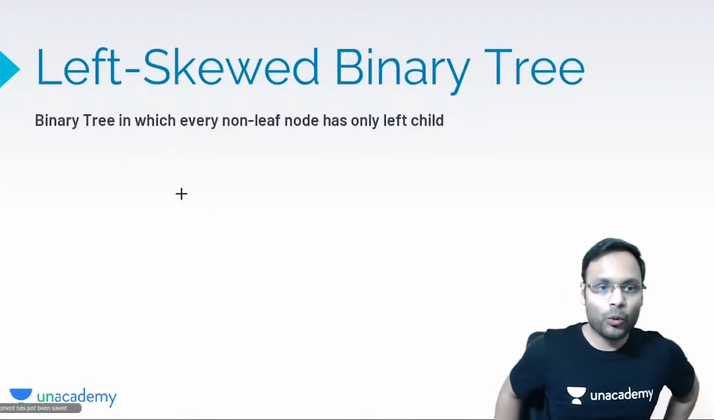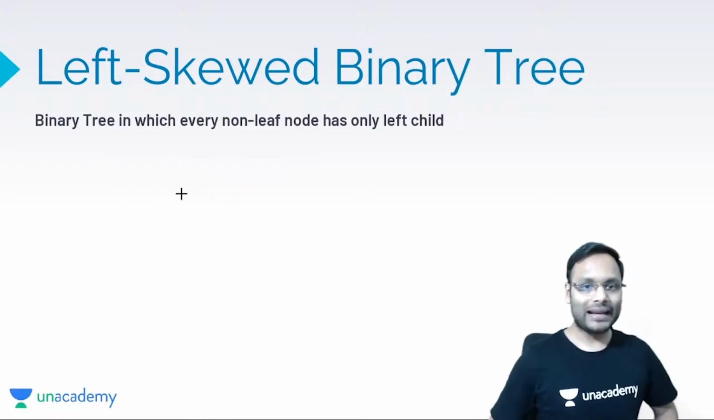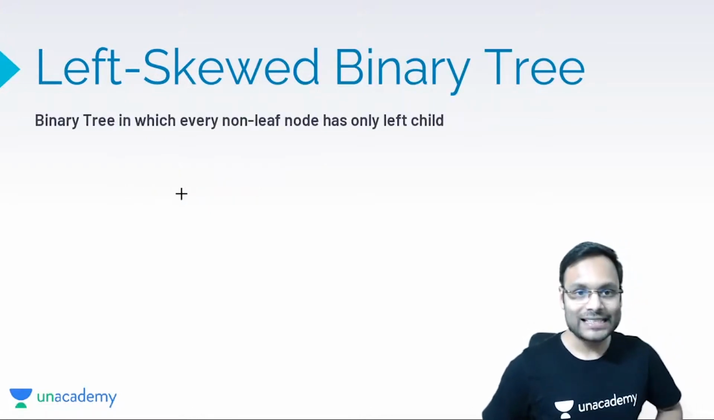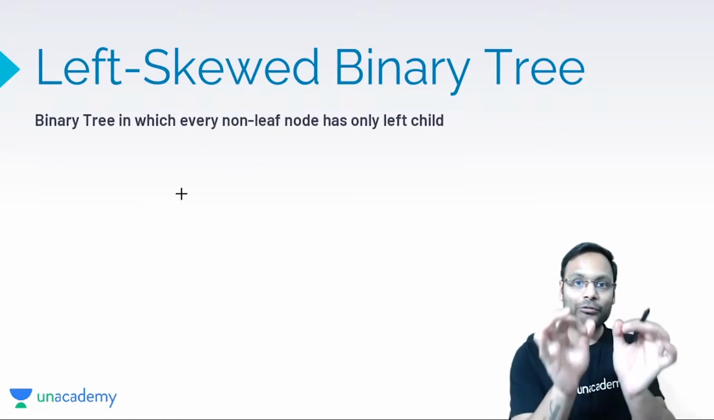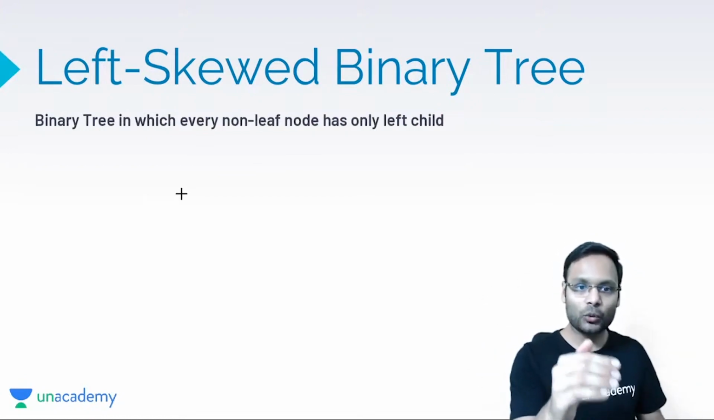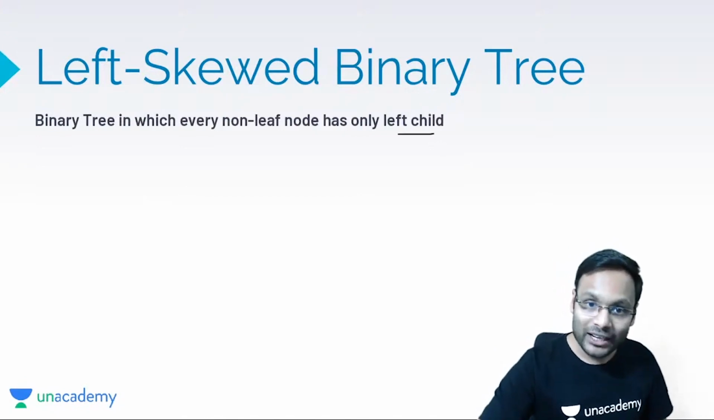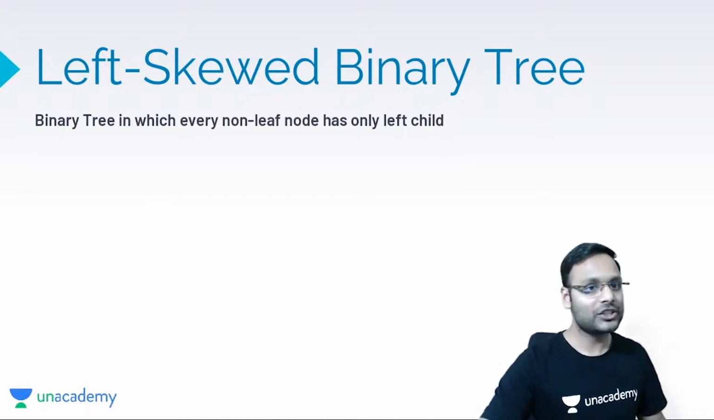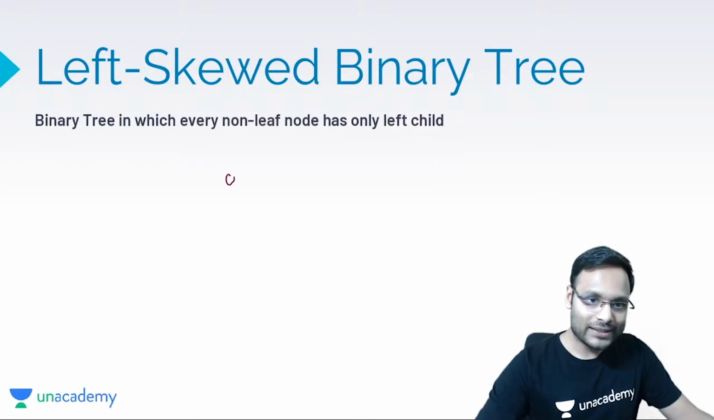Now we have a few more types of tree. Left skewed binary tree. What is a left skewed binary tree? It says that every internal node has only a left child. Every internal node, non-leaf node, has only a left child. Nothing else, no right child will be there. So the example is this.